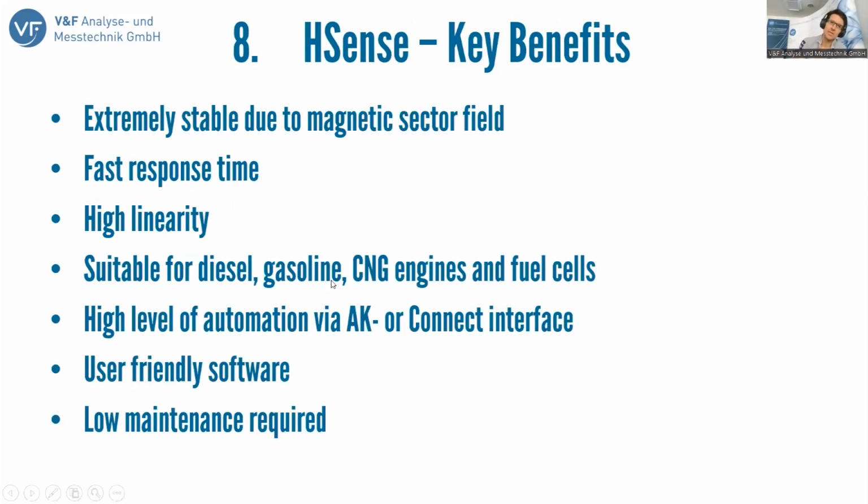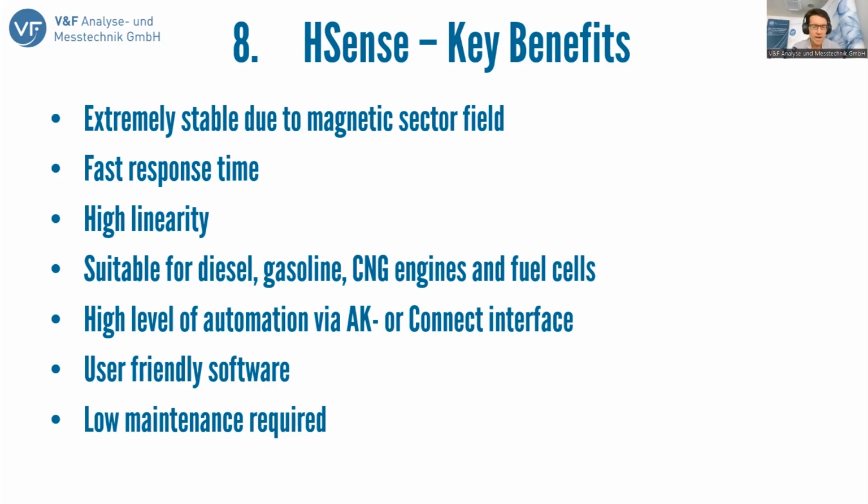What are the key benefits? First of all, the use of these magnetic sector fields, these are very, very stable instruments. So the concentration or sensitivity drift of this instrument is almost non-existent. Depending on the gas inlet, you can have response times down to 100 milliseconds T90. This is always connected to the type of gas inlet. For example, the ICE gas inlet is slower due to using the gas cooler and filter, and the fuel cell gas inlet is faster because it's a direct coupling without any dead volume inside.